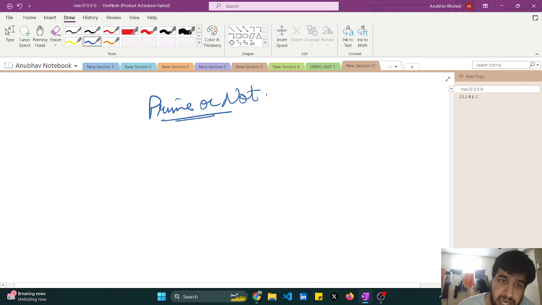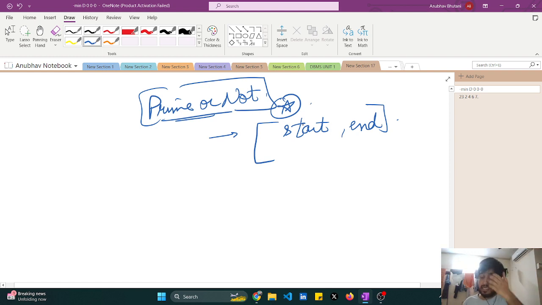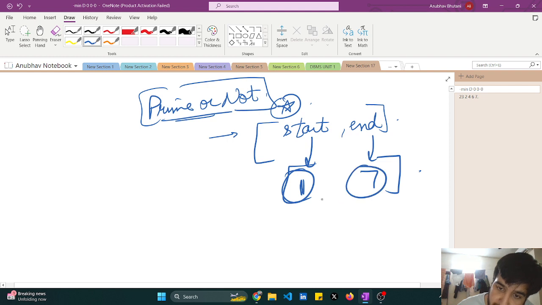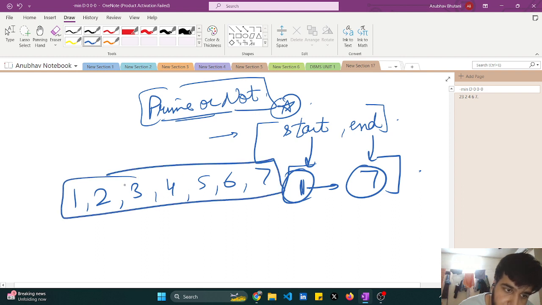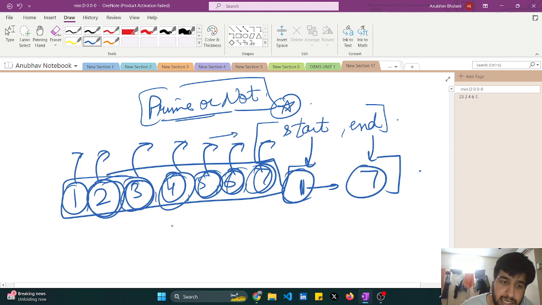What was my condition? What I had to find? I had to find all the numbers from the starting range to the ending range. Like if start is 1 and end is 7, I have to iterate from 1, 2, 3, 4, 5, 6, 7, and I'll check the same condition that I wrote for each of them. And those who satisfy the condition of a prime number are basically printed.